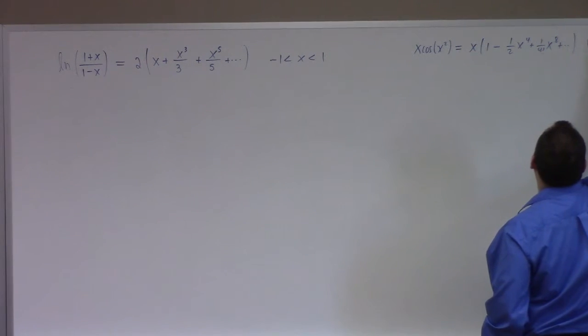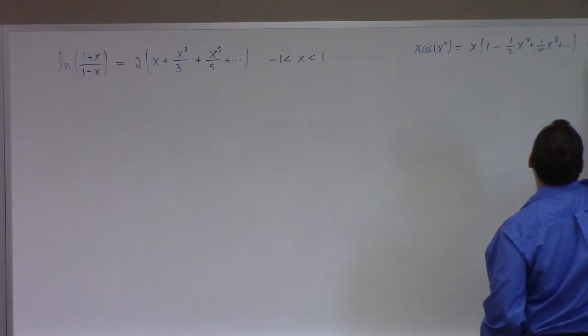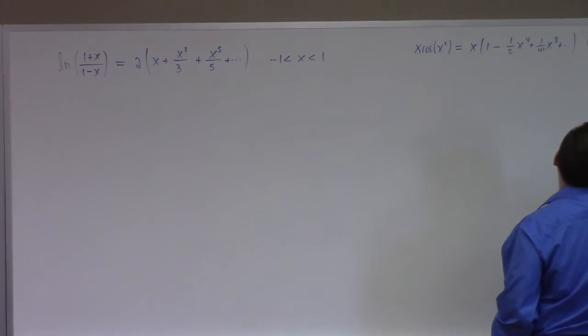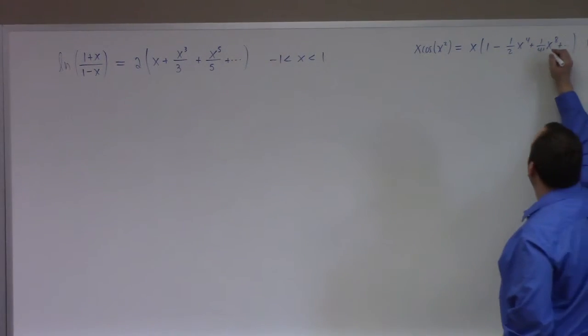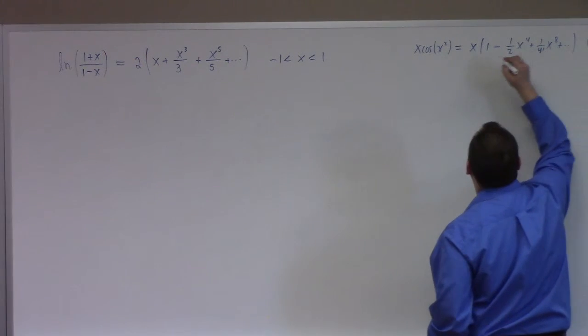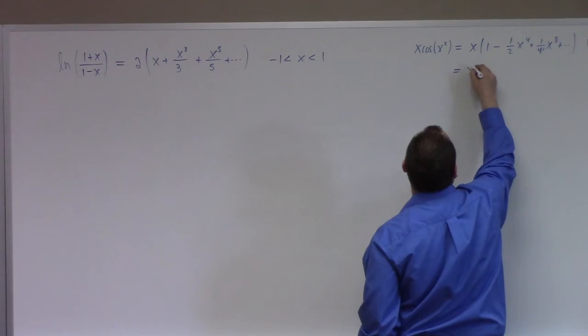We're just letting u equals x squared and looking at the expansion of cosine of u, which is 1 minus 1 half u squared plus 1 over 4 factorial u to the 4th, right? And so if you want to calculate this to 5th order, just peel off the 5th order terms.